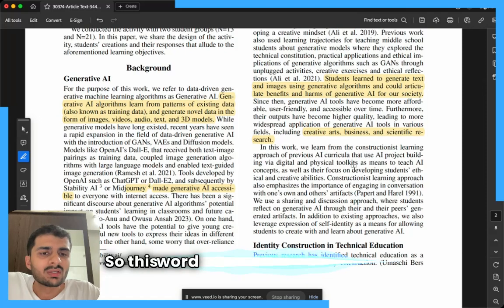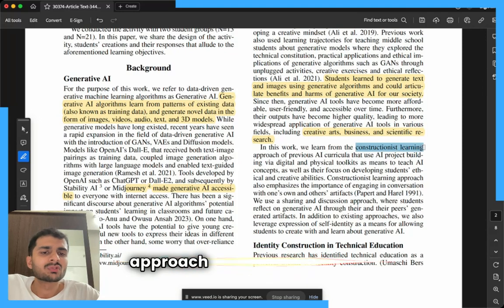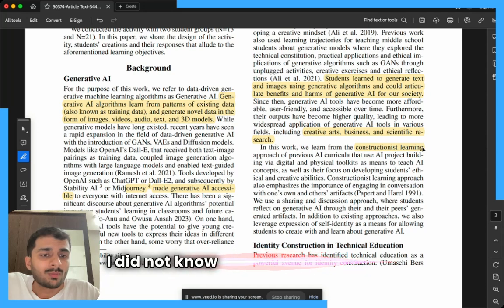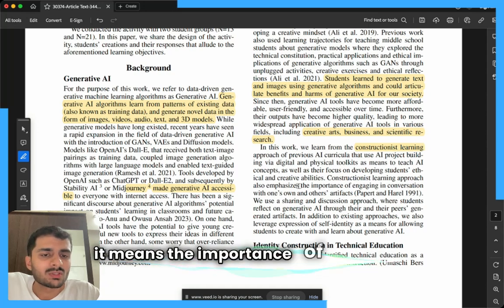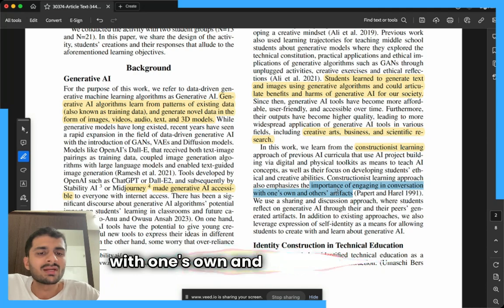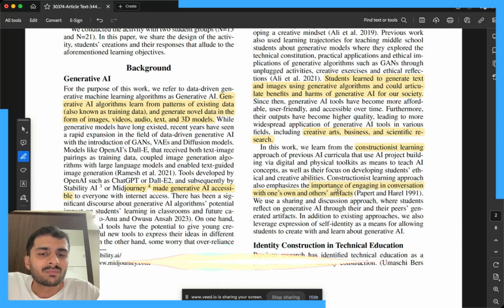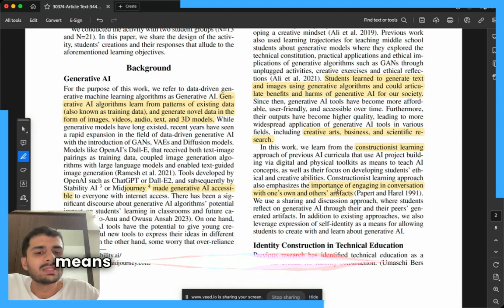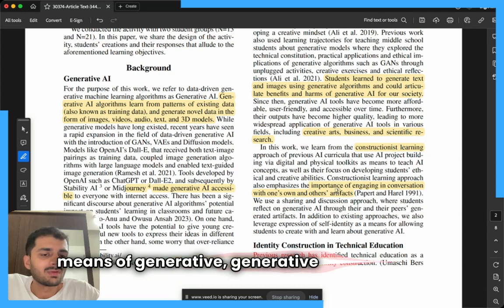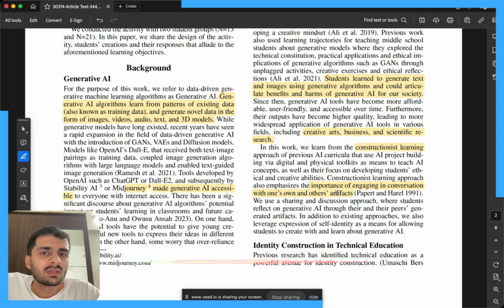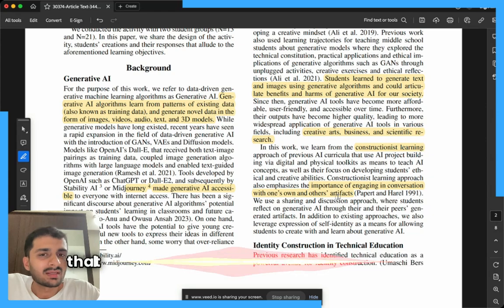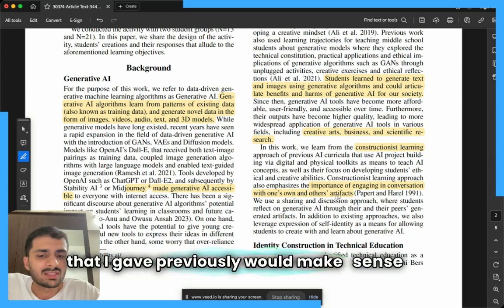So this word constructionist learning approach is fascinating to me. I did not know about this before, and it means the importance of engaging in conversation with one's own and others' artifacts. So it means that you are discussing with other students about your own identity through the means of generative AI applications. Again, the example of scientists and the rocket that I gave previously would make sense here.